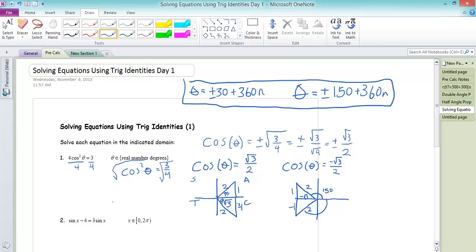Now, these two together will give me my answer for this question. And this question asked me for theta contained in the set of real numbers in degrees. So I had to solve it in degrees.